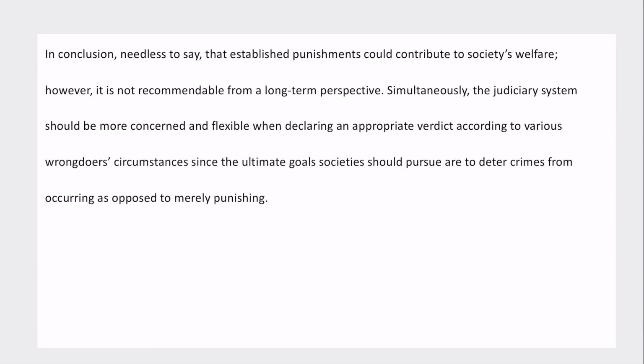Conclusion: needless to say that established punishments could contribute to society's welfare. However, it is not recommendable from a long-term perspective. Simultaneously, the judiciary system should be more concerned and flexible when declaring an appropriate verdict according to various wrongdoers' circumstances, since the ultimate goal society should pursue is to deter crimes from occurring as opposed to merely punishing. Okay, this is a nice conclusion. I like it a lot.